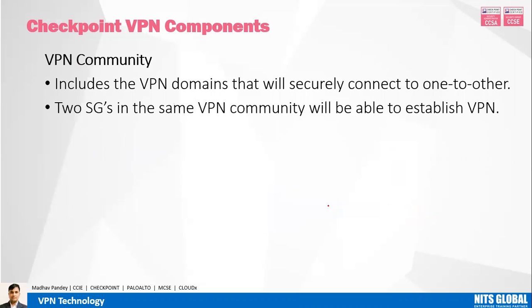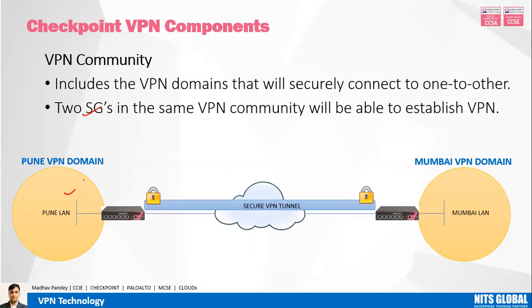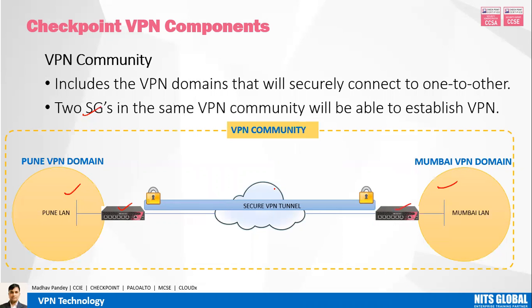Now next one is the VPN community. What is that VPN community? VPN community means it includes VPN domains that will securely connect to one another. So two security gateways in the same VPN community will be able to establish a VPN. Means this one. So you have one domain and one VPN gateway, another domain and another VPN gateway. You need to bring all of this into one community like this. So this is a VPN community.